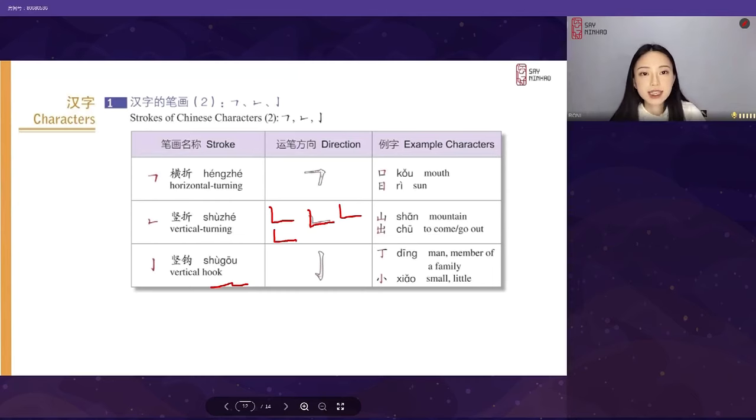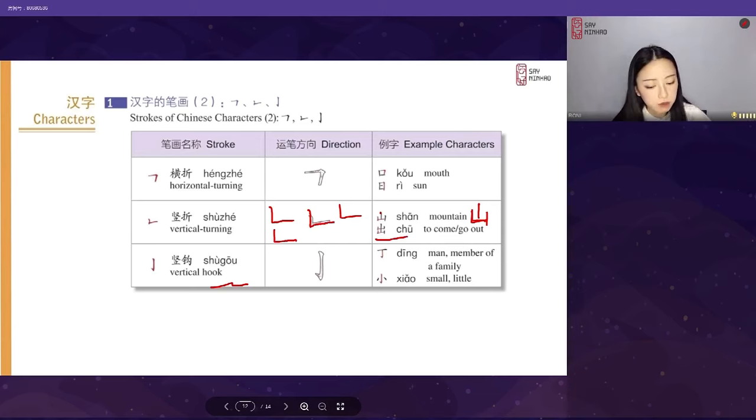First one is Shan, which means mountain. We've seen it before. It is actually a vertical, and then a vertical turning here, and then a vertical. This is Shan, vertical turning here. Next one is Chu, which means to get out, to come out.